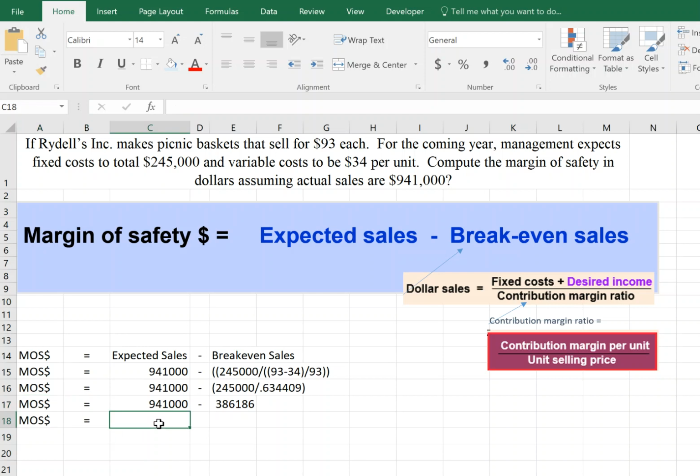So quite simply then, let me carry this down. It looks like my margin of safety in dollars is going to be the 941,000 minus the 386,186, or 554,814. Again, the important part here, make sure you leave all those decimal places in there so you get the most accurate number possible. Hopefully that helps. Thanks.